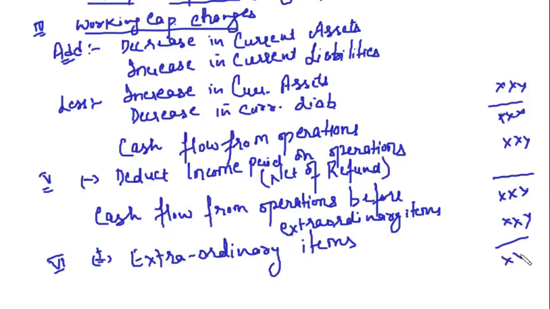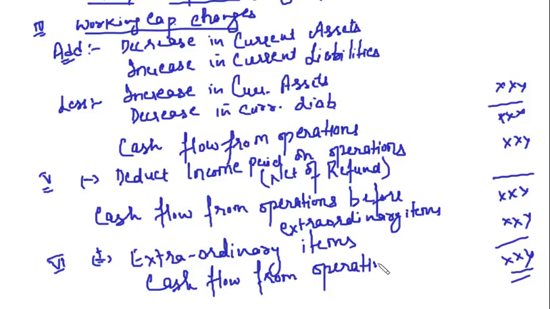So the final figure that you will get is cash flow from operating activities. Cash flow from operating activities. Clear, friends? I hope it's clear.